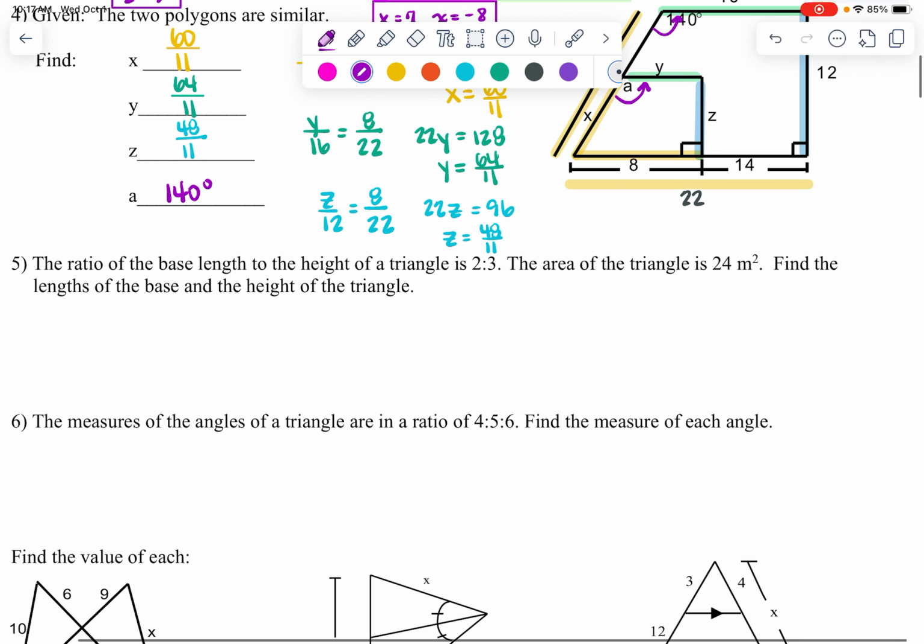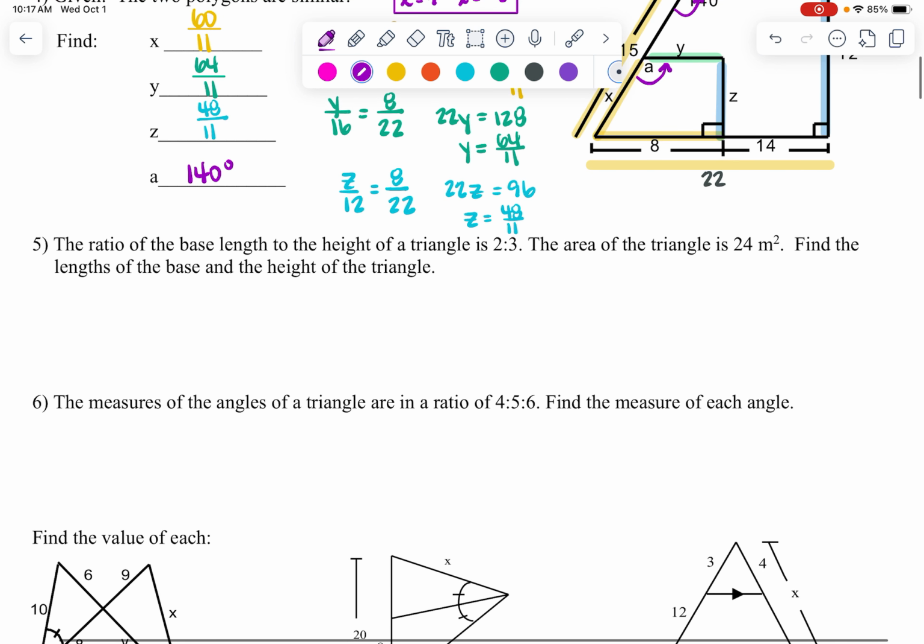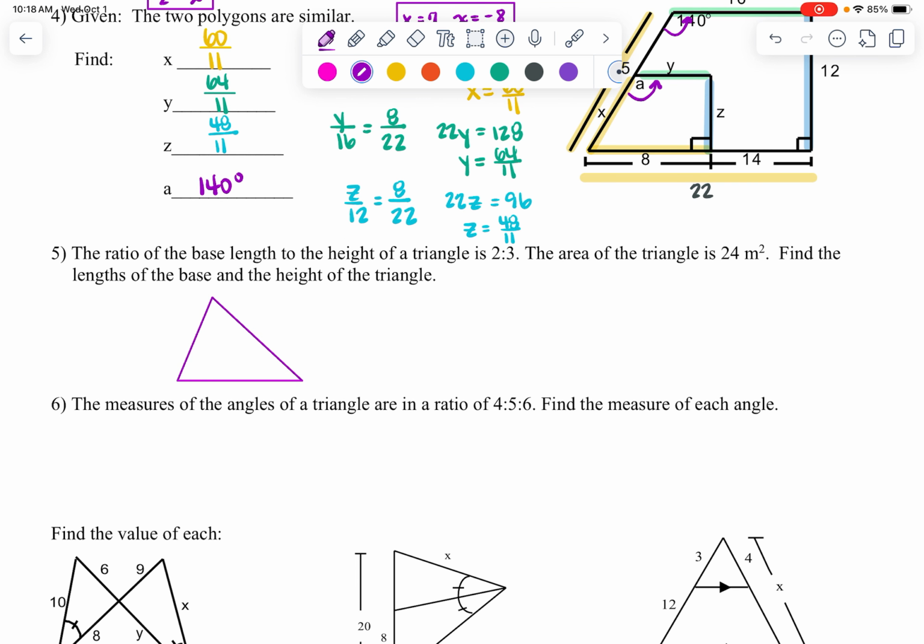All right, number 5, the ratio of the base length to the height of a triangle is 2:3. The area is 24. Find the length of the base of the triangle. Okay, we'll learn better ways to solve these questions next 9 weeks, but we're going to go ahead and roll with it here. So it says the ratio of the base length to the height of a triangle is 2:3. Okay, so it's base to height.